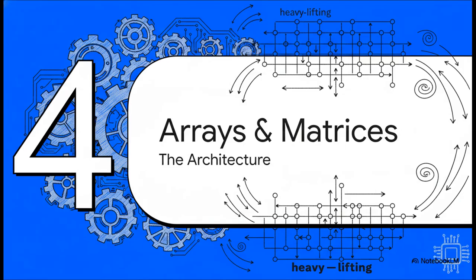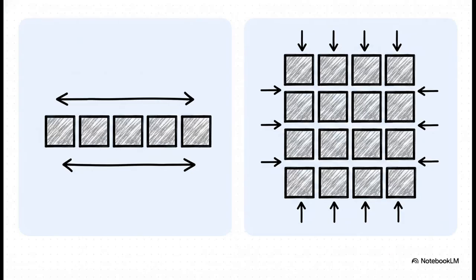Welcome to Section 4, Arrays and Matrix Traversals. We're getting into the real architecture now. Notice the clear visual progression here. A 1D array is simply a single row of homogeneous elements. Think of it like a linear list of student test scores.